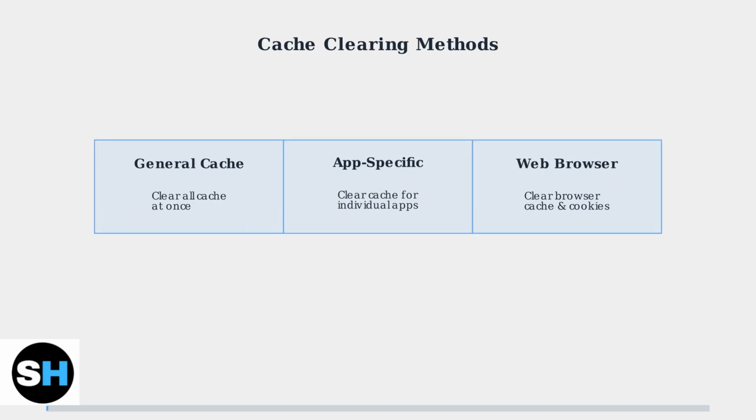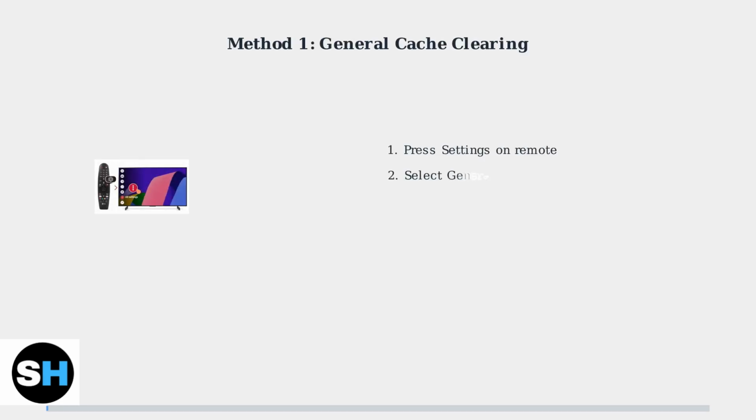There are three main ways to clear cache on your LG Smart TV. We'll cover general cache clearing, app-specific clearing, and web browser cache clearing. Method one is general cache clearing. Navigate to Settings, then General, then Storage, and finally select Clear Cache. This clears all cache data at once.